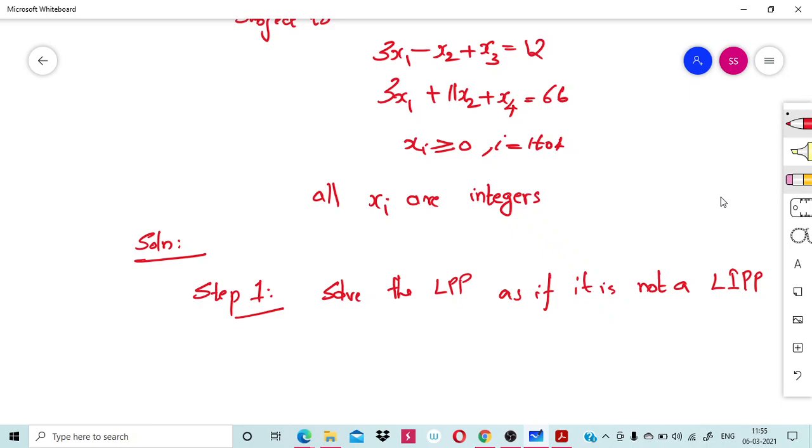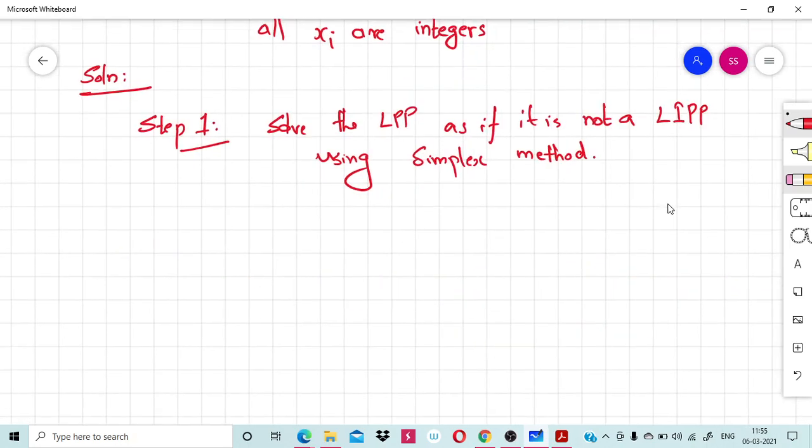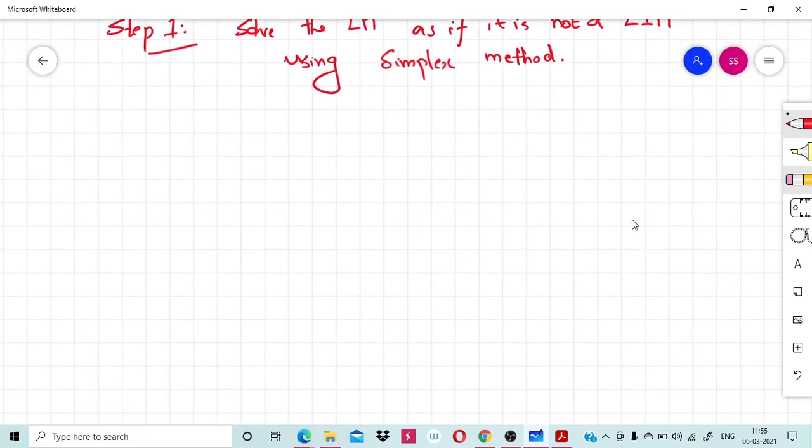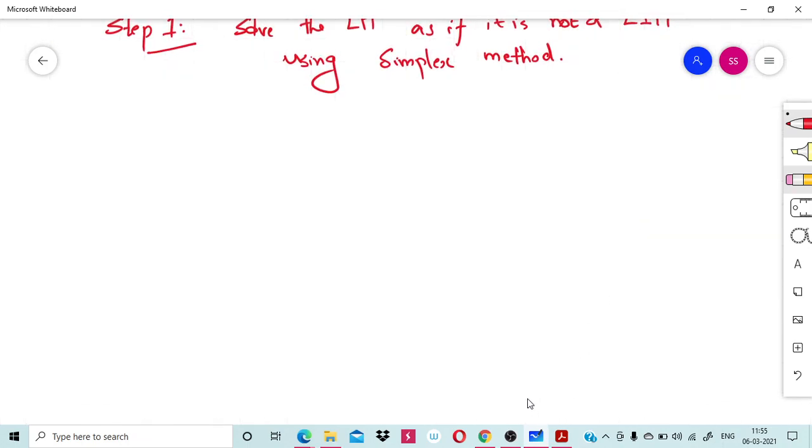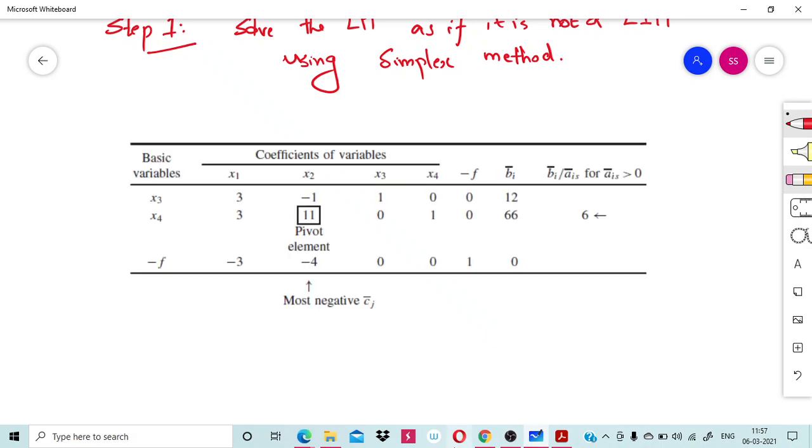Okay, using simplex method. If you solve that, after the completion of your simplex method, the table looks like this. That means you have the basic variables x3, x4, then minus f.